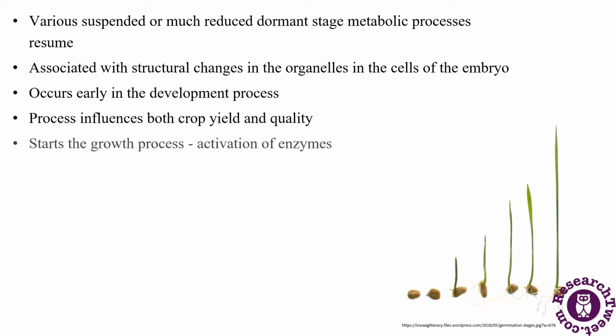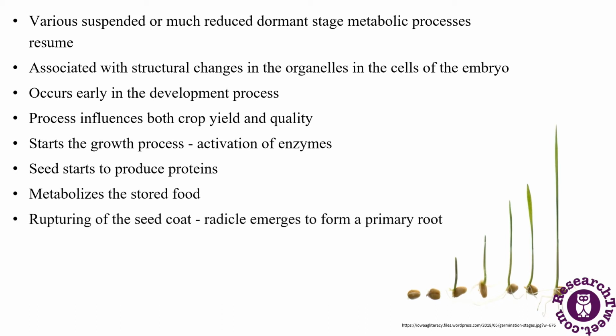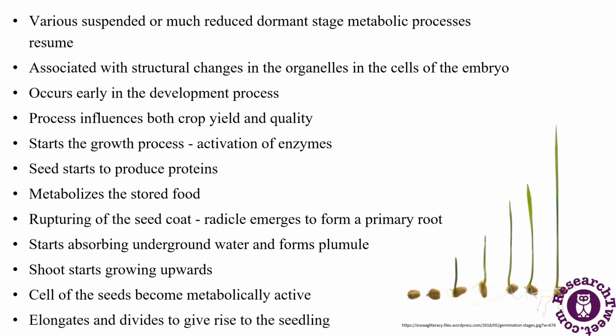It starts the growth process by activation of enzymes. The seed starts to also produce proteins and metabolizes the stored food. By rupturing of the seed coat, the radicle emerges to form a primary root. The seed starts absorbing underground water and forms the plumule. After the emerging of the radicle and plumule, the shoot starts growing upwards. In the final stage of seed germination, the cells of the seeds become metabolically active, elongate and divide to give rise to the seedling.